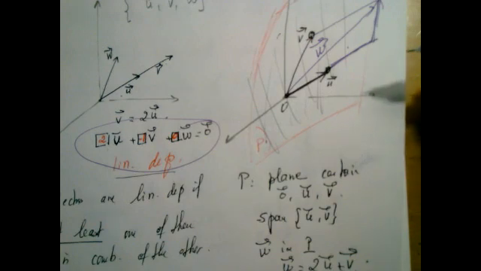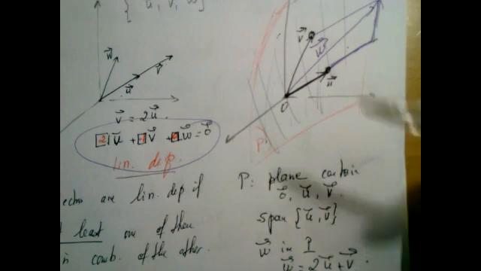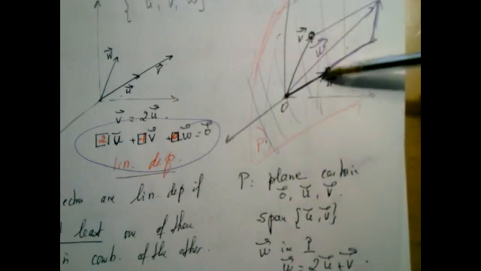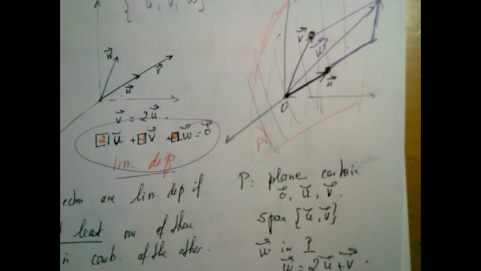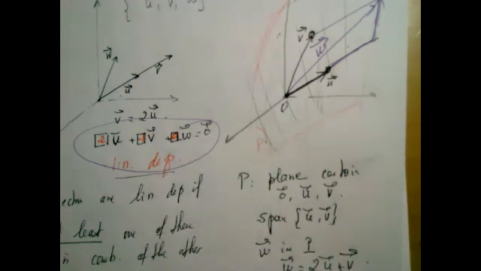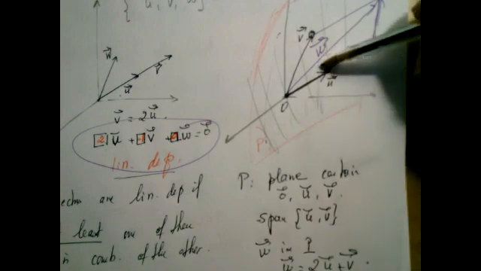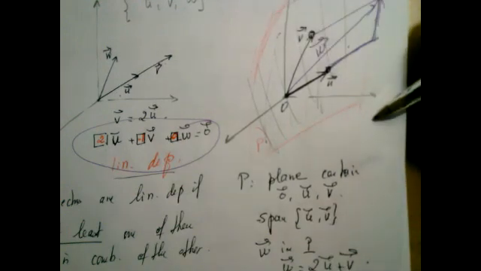What shall I do? Geometrically, who would like to speak up? How can I stop 3 vectors from being linearly dependent? U has to be outside the plane, absolutely. The only way I can stop it is to make U or V or W, I don't care which one, one of them outside the plane which is formed by the other 2.